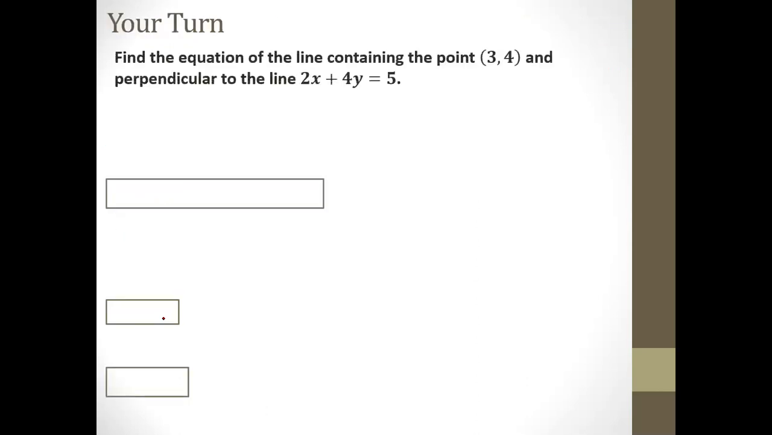Now you try one. We have the equation of the line containing this point, 3, 4, and we want to write the equation of the line that's perpendicular to 2x plus 4y equals 5. So take a moment to try this one.